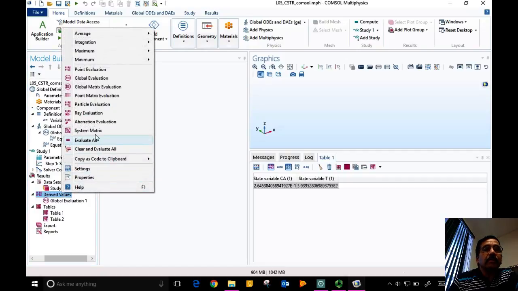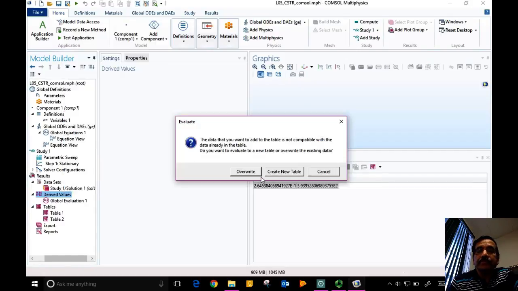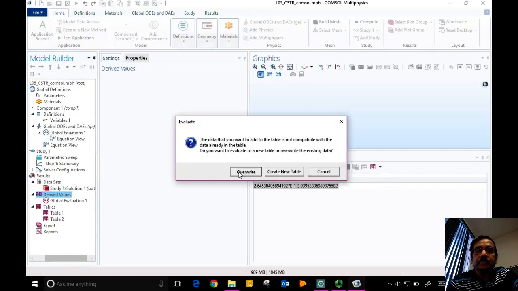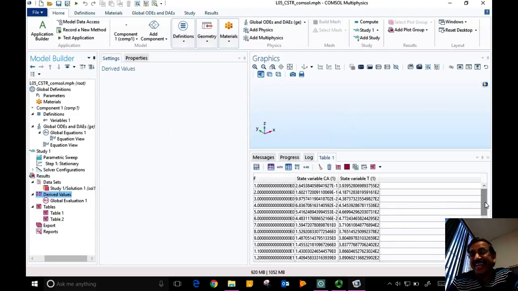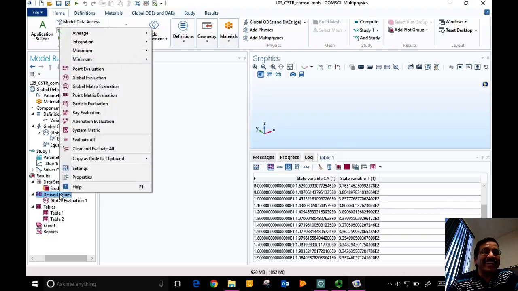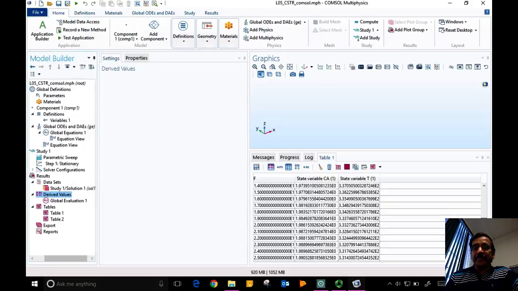Evaluate all. I don't have a delete option here too. There. I don't know what I did, but thank you for pointing me in the right direction. All I did here was evaluate all, right? And then it shows me a table with 3 columns, and these are the flow rates and the concentration and temperature. And I think you can now plot this.